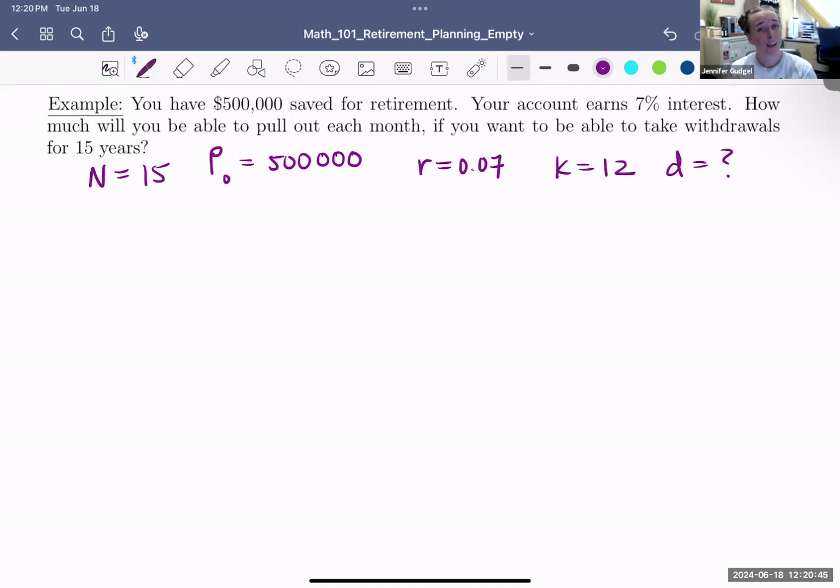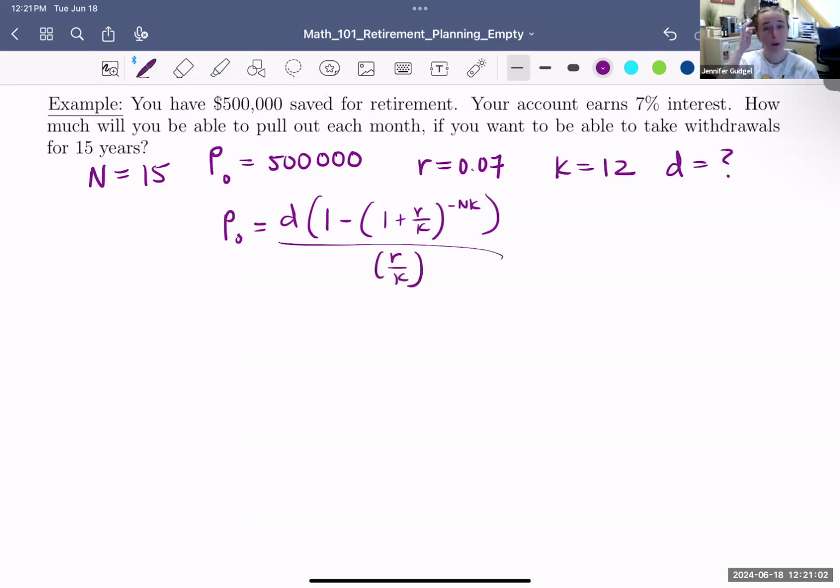So if you notice, this is going to be the payout annuity formula. P naught is the D value times 1 minus 1 plus R over K to the negative NK power, over R over K. But we need D, the withdrawal amount, to be alone on one side of the formula. I believe we did do this in the loans section, where it was the same formula, just talking about loans instead. We solved for the withdrawal amount, the payment amount, that D value, in that section. So you can go back and check there, or you could just resolve.